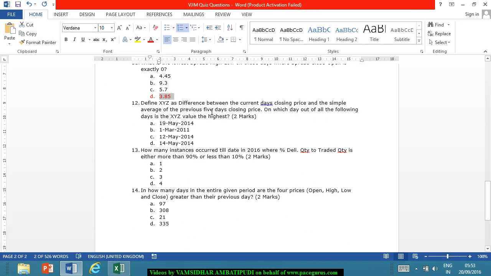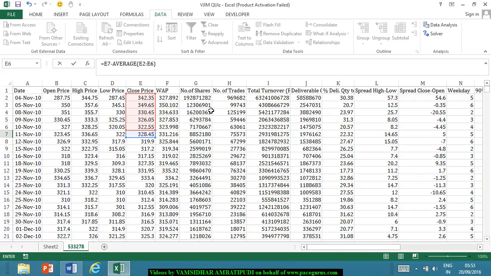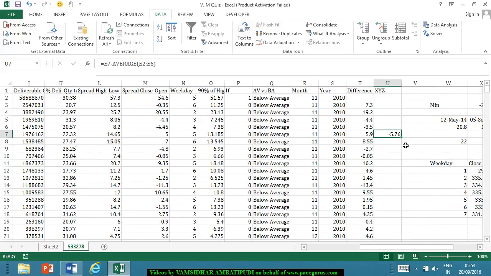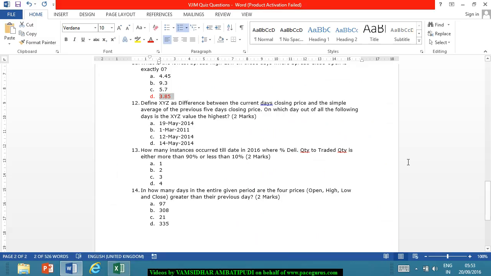Define XYZ as the difference between the current day's closing price and the simple average of the previous 5 days closing price. On which day out of the following days is the XYZ value the highest? Okay, so I am finding out the difference here. Current day's closing price minus the average of the closing price over the previous 5 days.